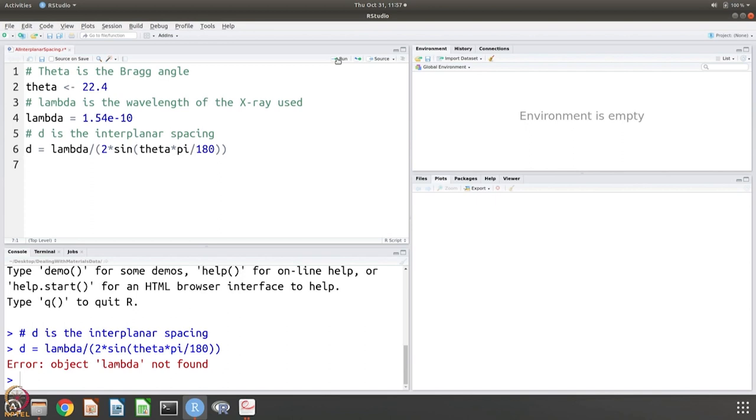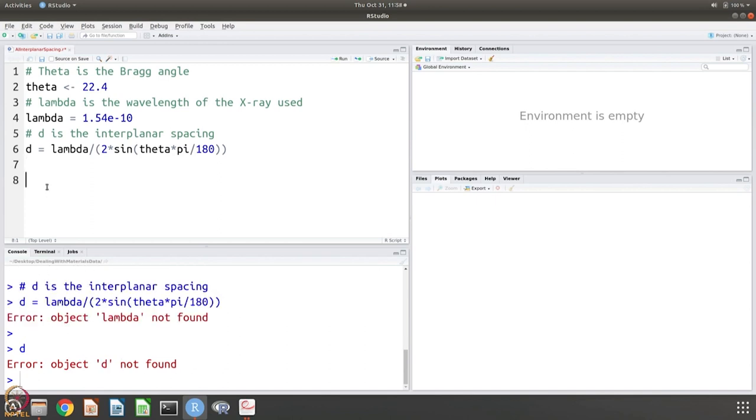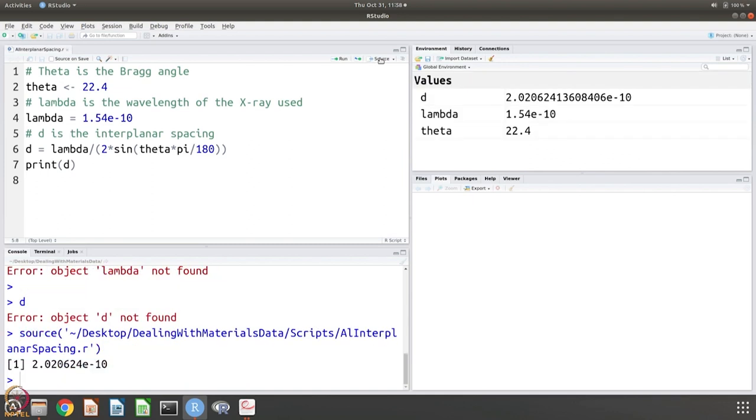Why is there a problem? Okay, let me also add this command. Okay. So when I source it now, you can see that d is 2.02 angstroms, obviously because this is 200. If you look at the aluminum lattice parameter, which is like 4.04 angstroms, we are getting the right answer, and so you can run the script by sourcing it.